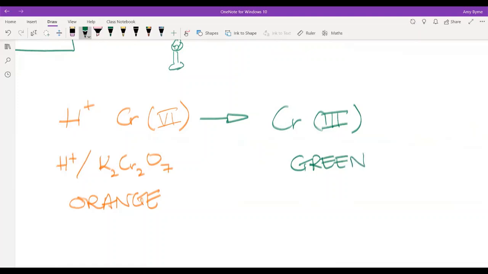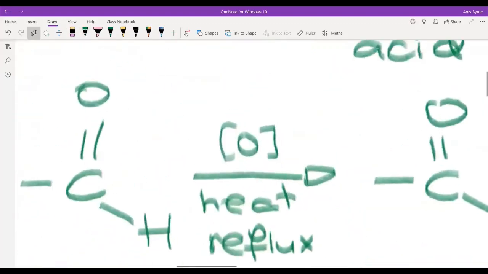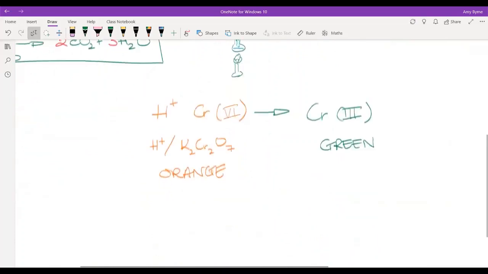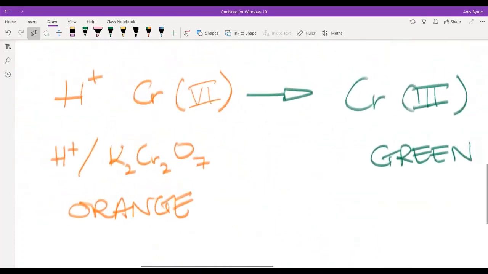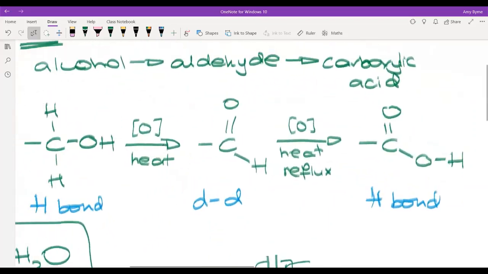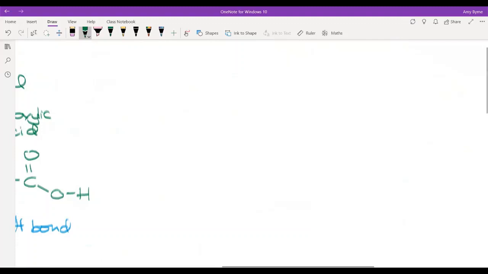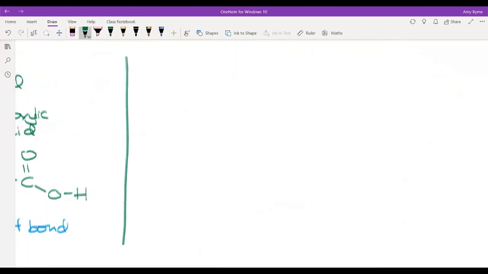Okay. So when we're doing this reaction, this oxygen that I'm adding is coming from here. It's coming from this chromium. So this is the reaction that happens if I oxidize a primary alcohol. Let's look at what happens with a secondary.